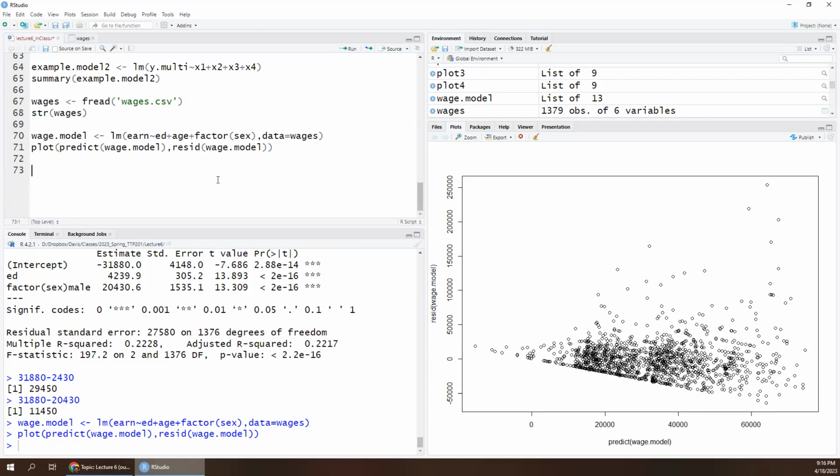So one thing that I can do, especially to help corral some of the really high wage earners, is to do a log model.